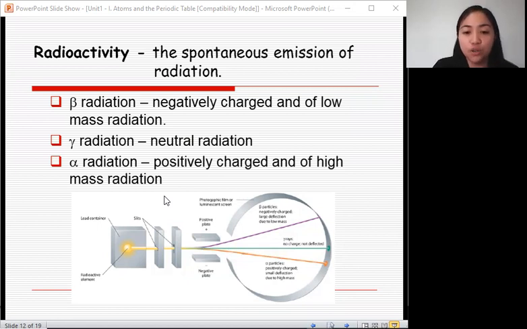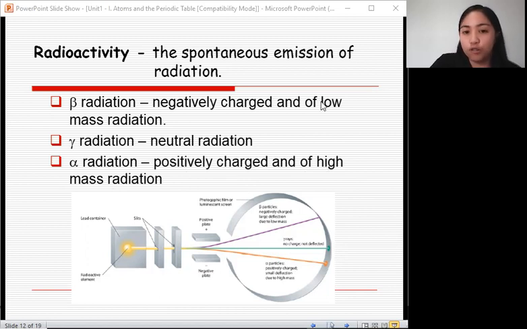So makita ninyo nga naay negative plate dere tapos naa siya small deflection lang. Gamay lang iyang pag-deflect against the negative plate. Therefore, positively charged siya and high mass sad siya.